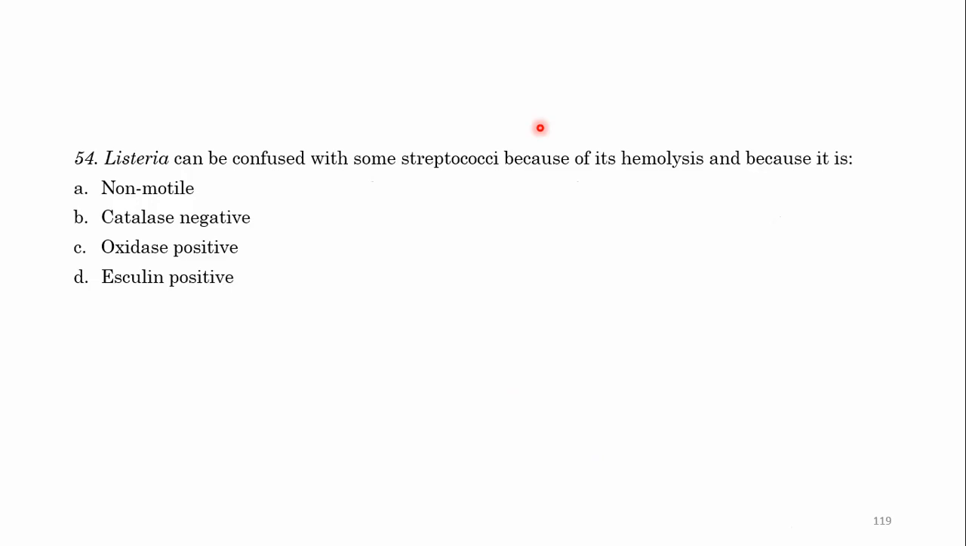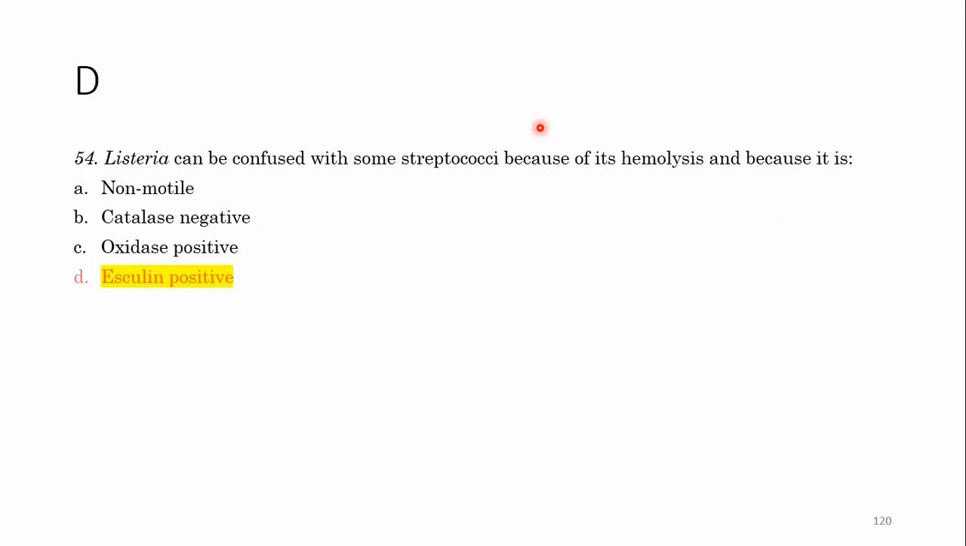Number 54, Listeria can be confused with some streptococci because of its hemolysis and because it is A, non-motile, B, catalase negative, C, oxidase positive, D, esculin positive. The correct answer is letter D, the bile esculin test positive. Listeria monocytogenes is bile esculin hydrolysis test positive, which is similar to some streptococcus, specifically the group D streptococcus.